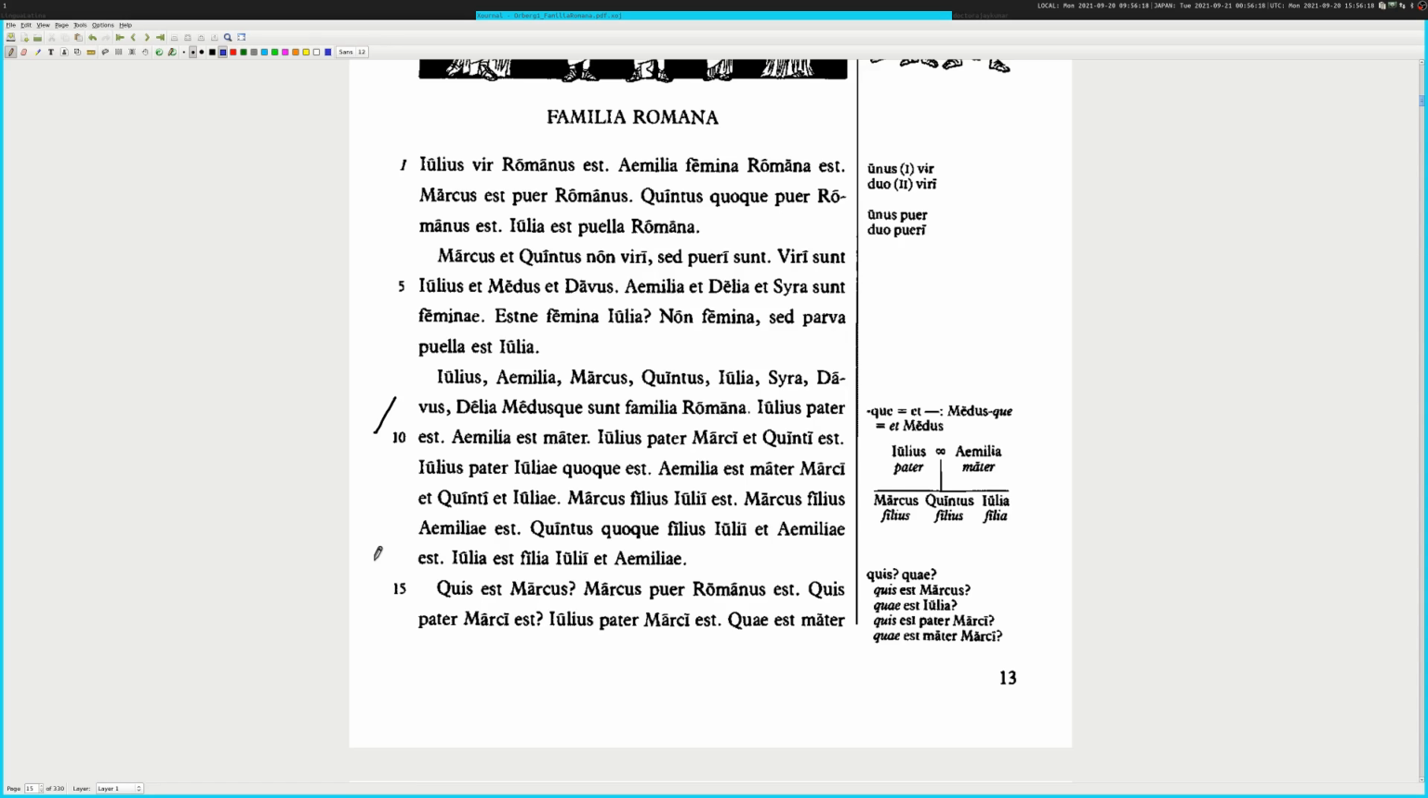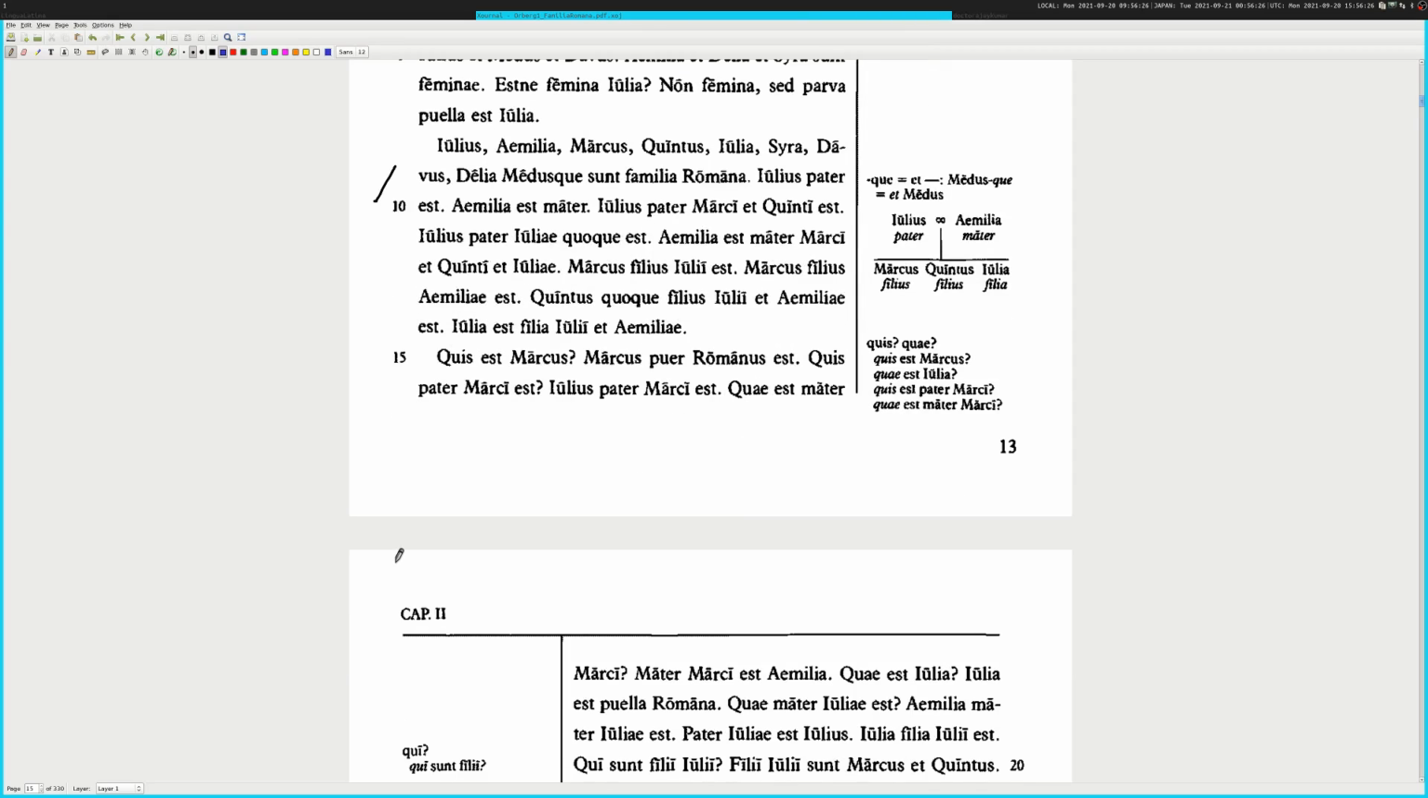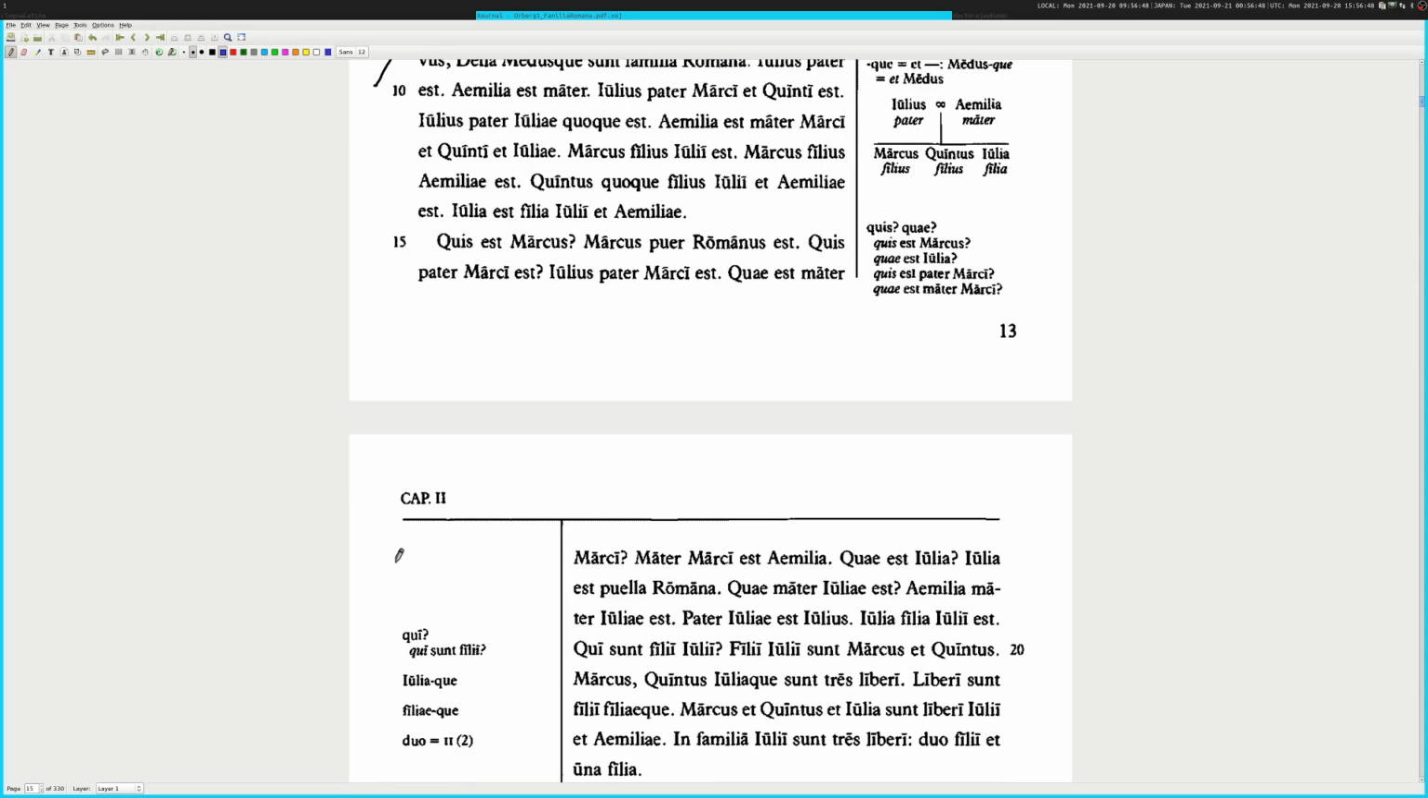Quis must mean who. Quis pater Marci est, so whose father is Marcus, that's Julius. Julius pater Marci est. Quae est mater Marci? Mater Marci est Aemilia, okay. Quae est Julia? Julia est puella Romana. Quae mater Juliae est? Aemilia mater Juliae est. Okay. Pater Juliae est Julius. Julia filia Julii est.